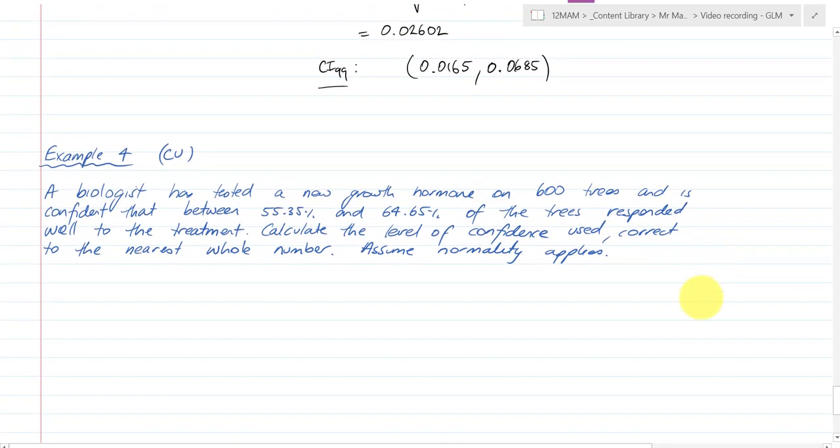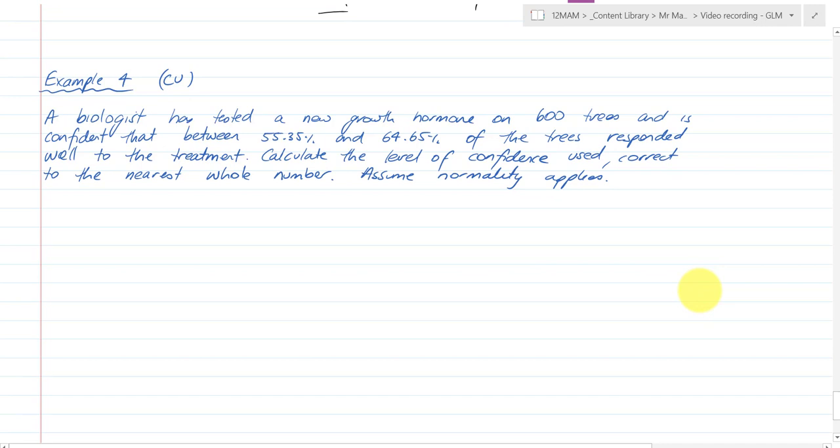Finally, let's have a quick look at example 4, which is possibly a complex unfamiliar. A biologist has tested a new growth hormone on 600 trees and is confident that between 55.35 and 64.65 of the trees responded well to the treatment. Calculate the level of confidence used, correct to the nearest whole number. Assume normality applies. So this is important, but it's kind of got to be a given because we can't do this unless we assume that.